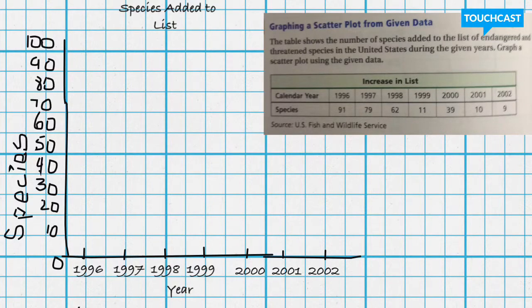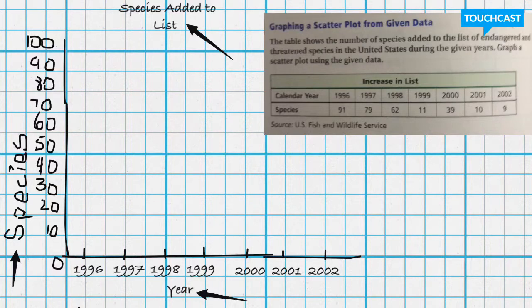There are a few things every good graph needs. First, we need to have a title. We also need to have a label on both our x and our y-axis. So our title, in this case, is the species added to the list. Our x-axis is going to represent our years, and our y-axis is going to represent the number of species that we actually add to each list.